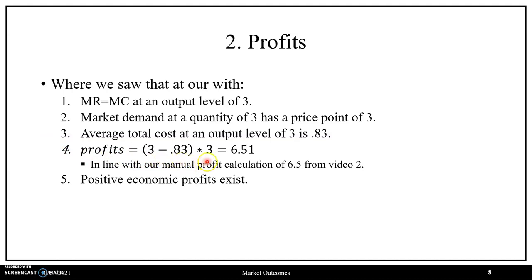Scaling that by our total quantity of 3 gives us a total value of $6.51 in terms of total profits, where this is in line with our manual profit calculations of $6.50 that we saw in video 2, where we do have a discrepancy of 1 cent due to us working with averages as opposed to the concrete numbers that we did in video 2. Therefore, we see that positive economic profits exist for a monopolist through this work.